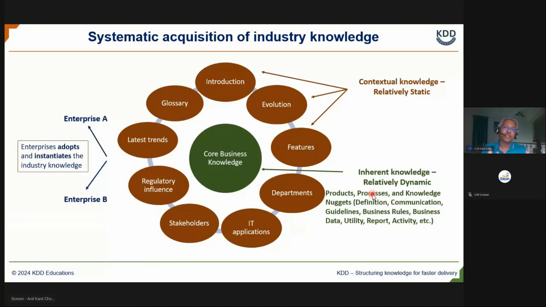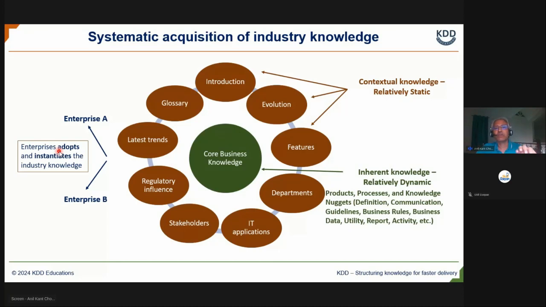But if you want to understand the enterprise, then what the enterprise does is adopt and instantiate, right? They will take the same knowledge and customize it for their own purpose. So if you have to understand an enterprise, you build the basic concept from industry and then you look at how they have implemented it in their own enterprise, right? So that way you can understand that particular enterprise better.